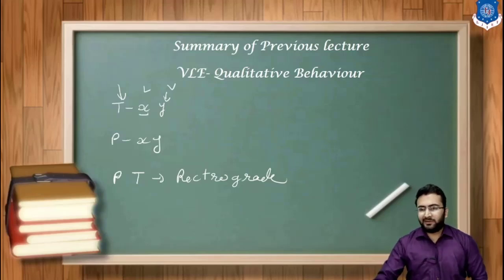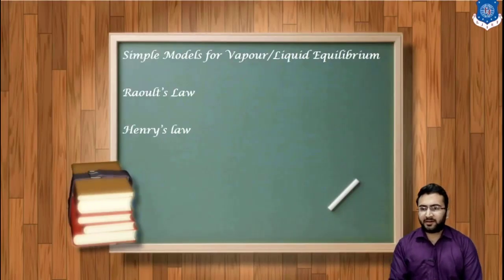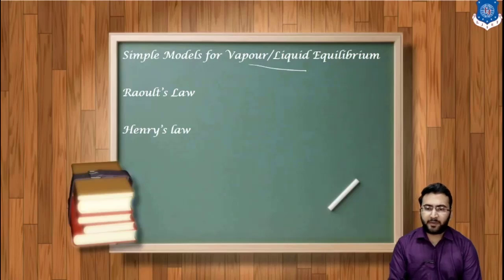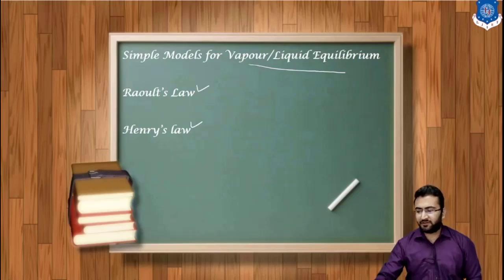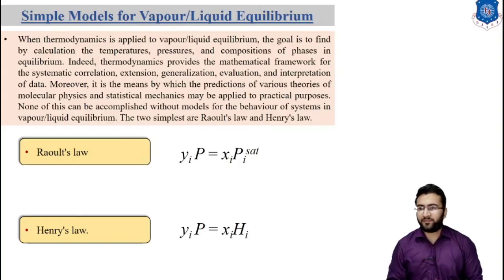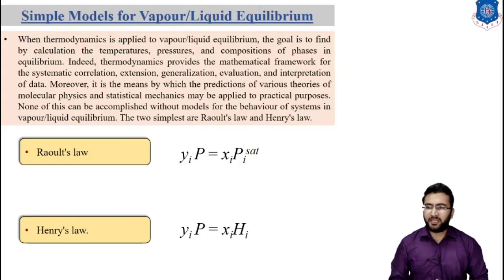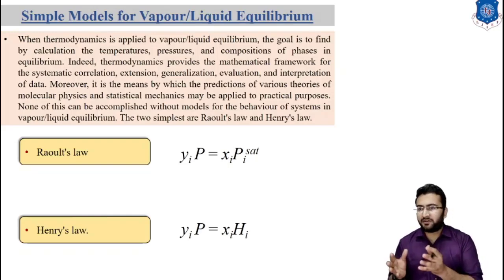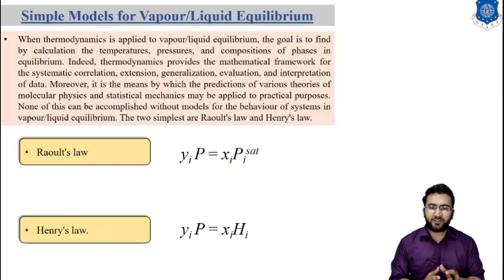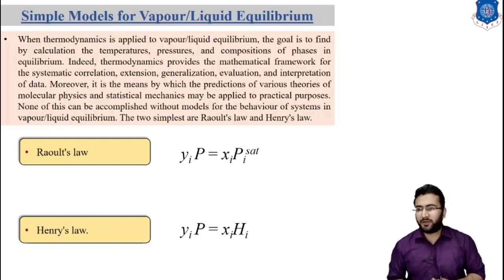Now in this lecture we are going to discuss simple models for vapor liquid equilibrium, such as Raoult's law and Henry's law. So let's first discuss the simple model for vapor liquid equilibrium. When thermodynamics is applied to vapor liquid equilibrium, the main goal is to find by calculation the temperature, pressure and composition of phases in equilibrium.